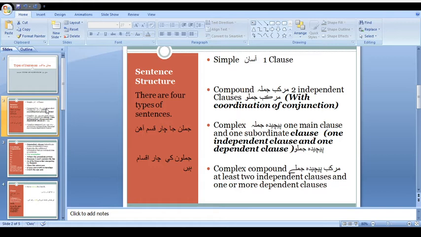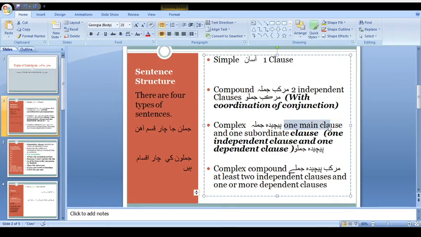Now we'll move to the next step, which is complex. Now complex sentences are also consisting of two clauses. One main clause and the other one is subordinate. Now main clause means independent clause. It means it gives you complete meaning. Like what?